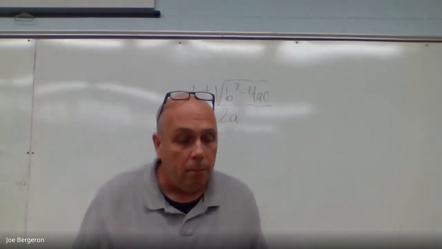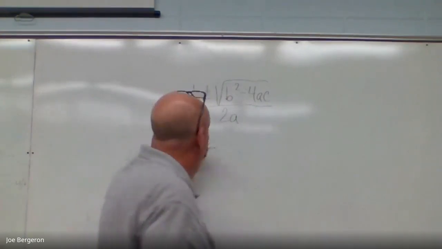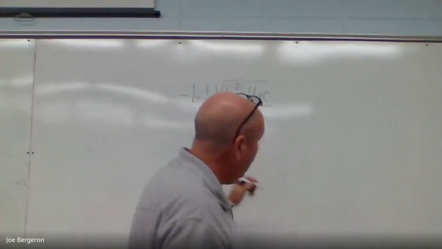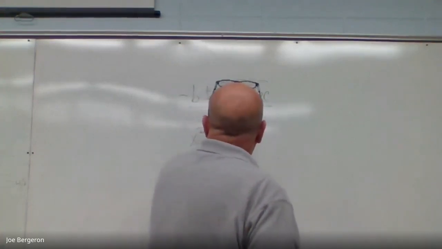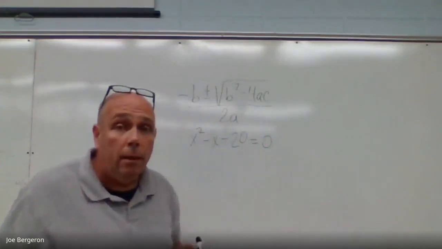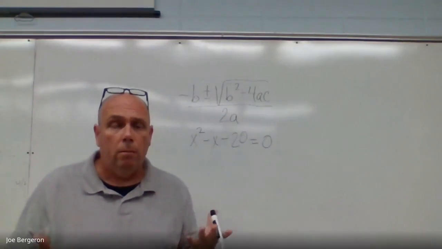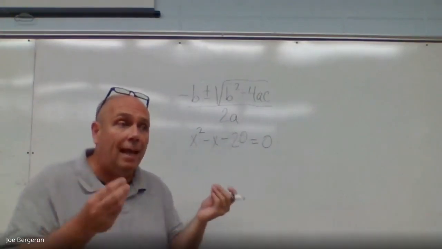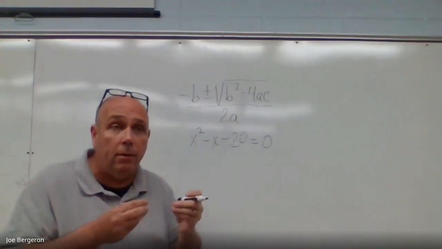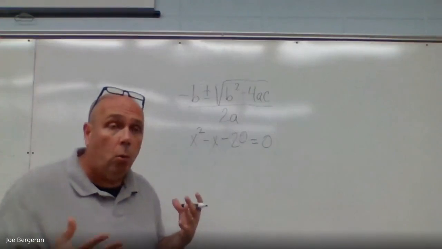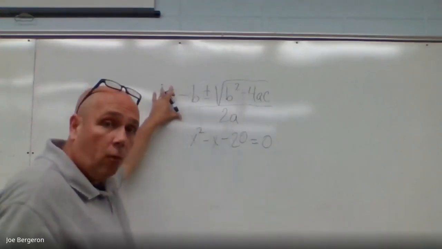All right. So the next problem that we have is x squared minus x minus 20 equals 0. Okay? Now, is this a perfect square? Well, no, because for 20, there are no two exact whole numbers that we can multiply together that give us 20. So what we're going to do is we're going to use our formula this time.